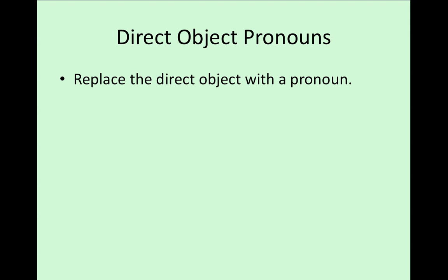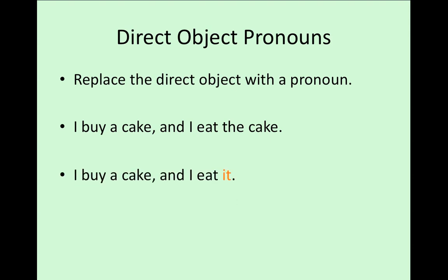Now, direct objects, as with all other nouns, can be replaced by a pronoun, and this is done to avoid repetition in a sentence. So, for example, in English you can say, I buy a cake and I eat the cake, but it sounds a little bit silly to say that. It sounds a lot better and a little more fluent if you say, I buy a cake and I eat it. In this case, it is the direct object pronoun that is replacing the cake, which is what is being eaten in the sentence before that.